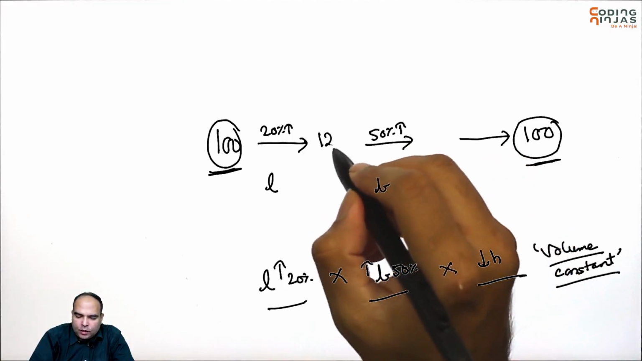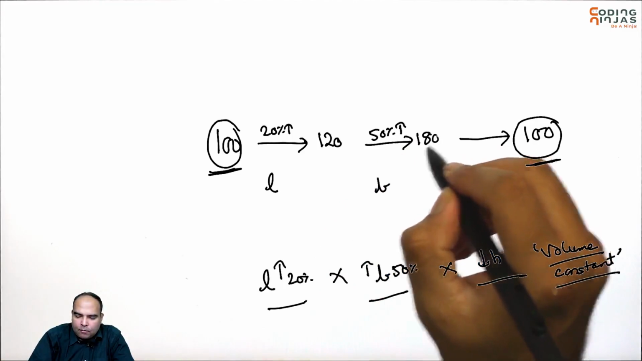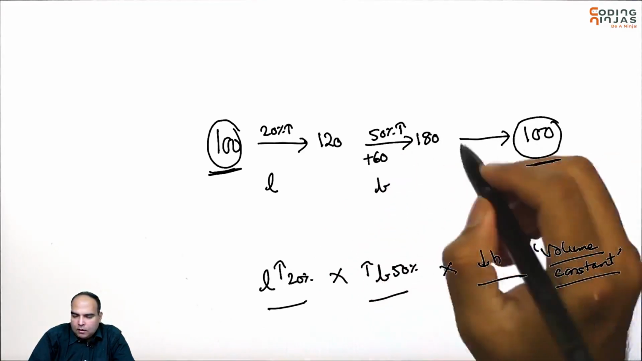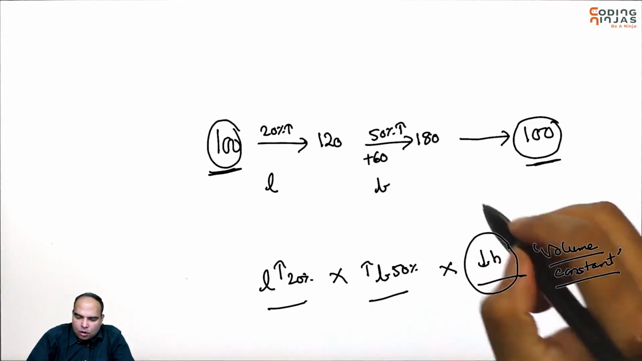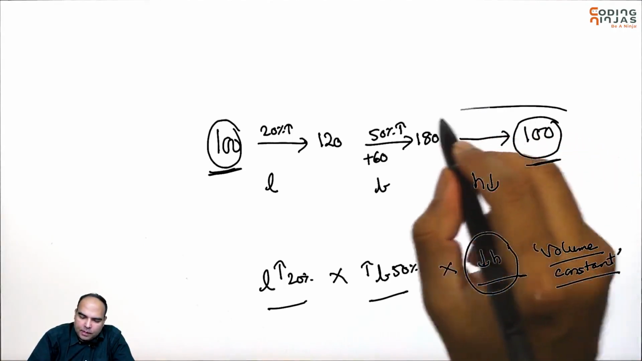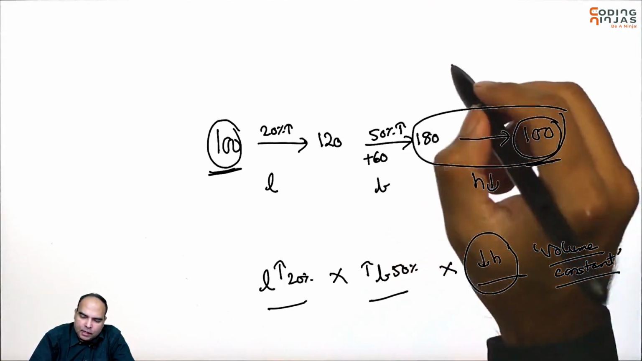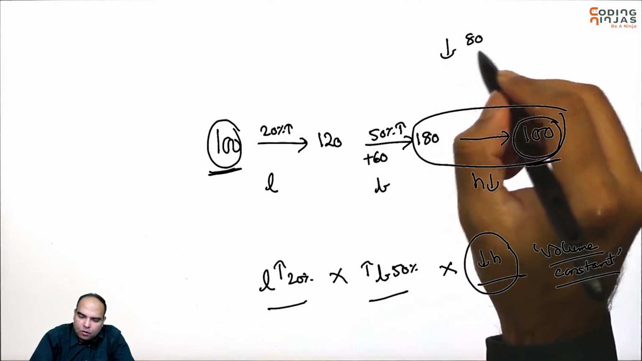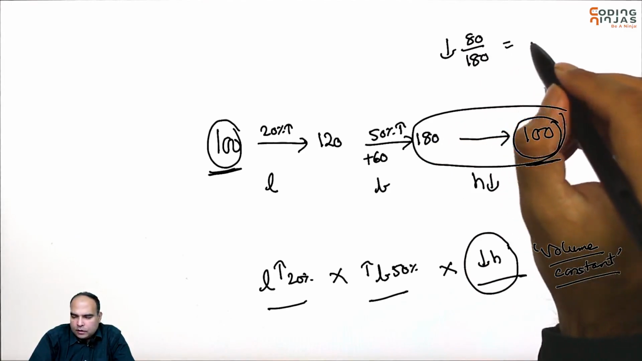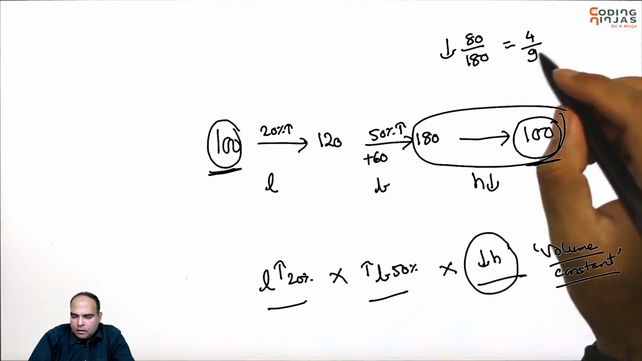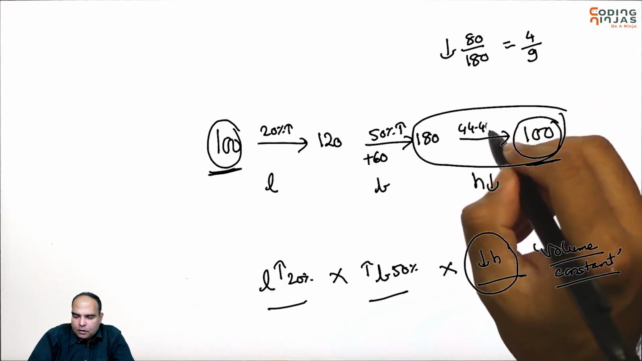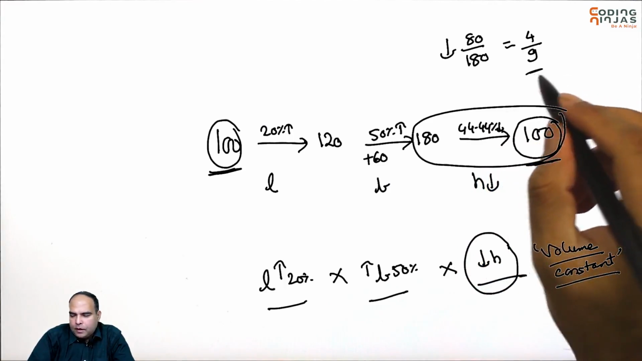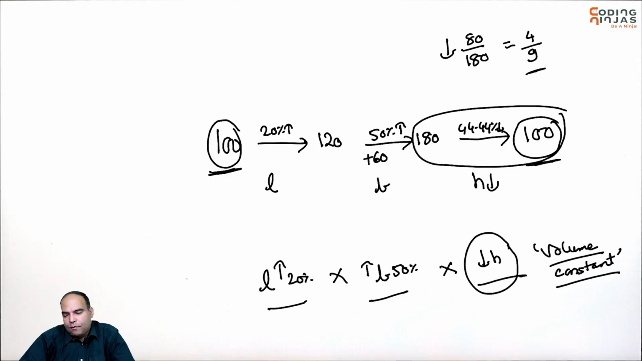So I can see my volume changing from 100 to 120 and then 120 to 180, because this will be a plus 60. So for my height arrow, how much I need to drop height by will be seen from 180 to 100, which is essentially a drop of 80 on 180, which is nothing but the ratio of 4 by 9, which is a 44.44% drop. Right? 1 by 9 is 11.11, so 4 by 9 is 44.44% drop.